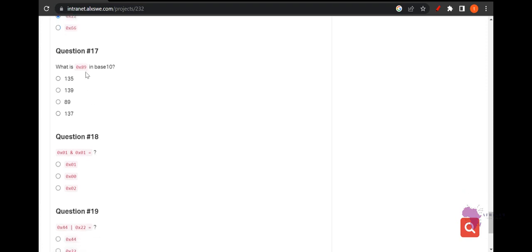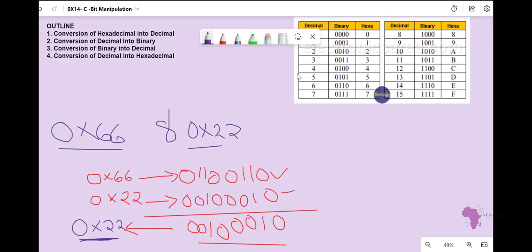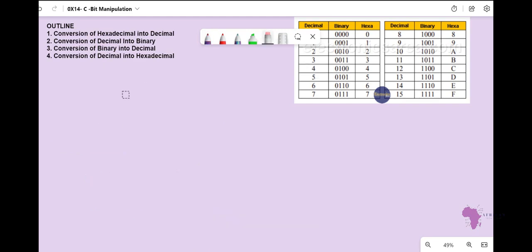Number 17. Number 17, you have been told to convert this into base 10. This is very simple. I don't think even I need to calculate, but let me just. So we have been given 0x89, and then we calculate it into base 10.